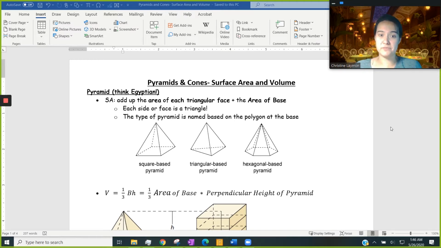The bottom could be a square, a rectangle, a triangle, a hexagon, a pentagon. It doesn't matter. As long as the base is a polygon and all of your faces or sides meet in one point, those sides will be triangular and your overall shape will be a pyramid. So to find the surface area, you're going to have to find the area of that base, whatever it is, plus the area of each triangular side.